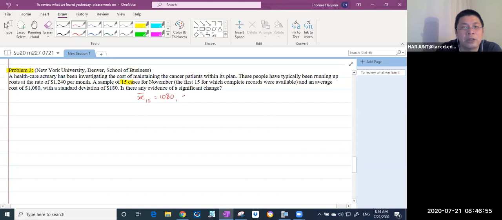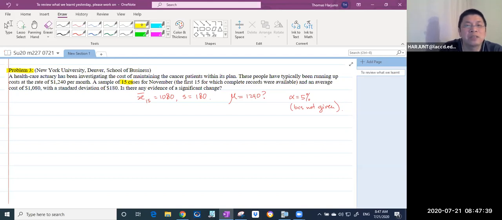With standard deviation, now that's from the sample, right? Sample of 15, standard deviation of 180. Is there significant change? So is the mu still 1,240? They don't tell us the alpha, so we will use 5% because not given. The rule of thumb is if we don't have the significance level, we use 5% significance level.